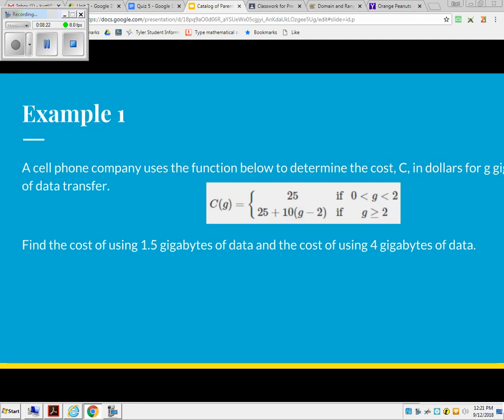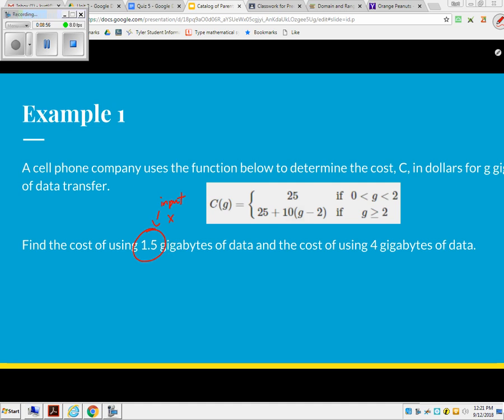Let's just read this example and try to figure it out. It says a cell phone company uses the function below to determine the cost C in dollars for, I don't know where the rest of that text box went, G gigs of data transfer, I guess. First up, it wants me to find the cost of using 1.5 gigs of data. 1.5 gigs. What I have to do with the piecewise function is I have to look at my input. This is my input right here. I have to figure out which piece does it go in. Okay, this is my input, this is my x.